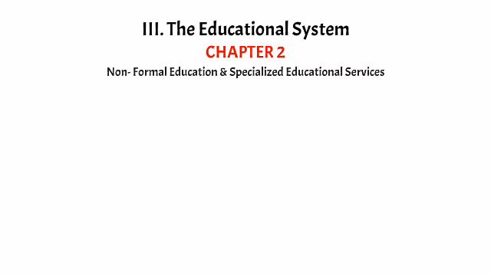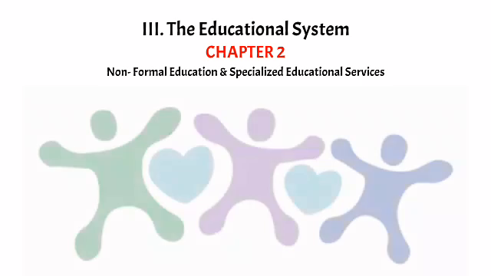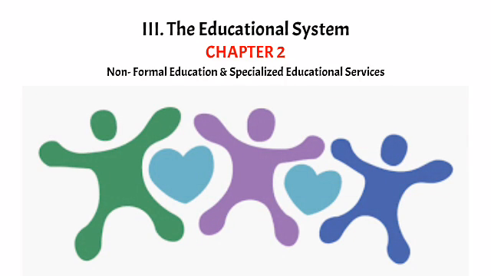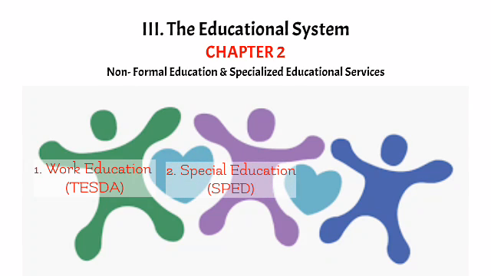For Chapter 2, non-formal education and specialized educational services, government recognizes that there's a special need to be met for certain sectors. Number 1 is the work education. This is for students who don't want to go to tertiary level but want to develop their technical skills. That's why we have TESDA. For number 2, the special education. This is for students who need special treatment. That's what we call SPED. Non-formal education is for the illiterates, out-of-school youths and adults who want to finish their studies outside the regular offering of the formal school system. That's why we have ALS.